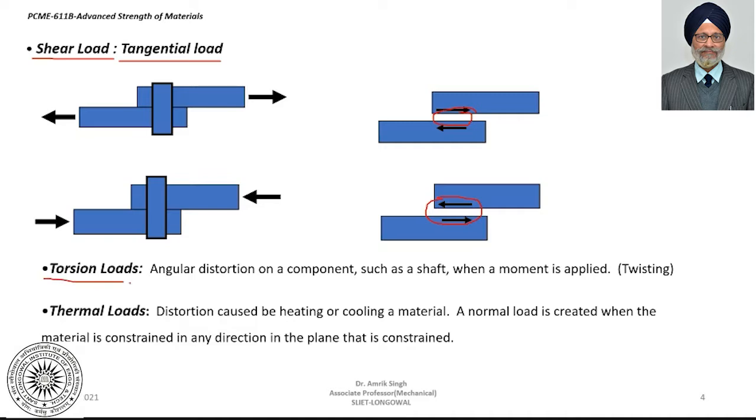The other type is a torsional load. In the torsional load, an angular distortion is applied on the component, such as a shaft. So a twisting phenomenon occurs.